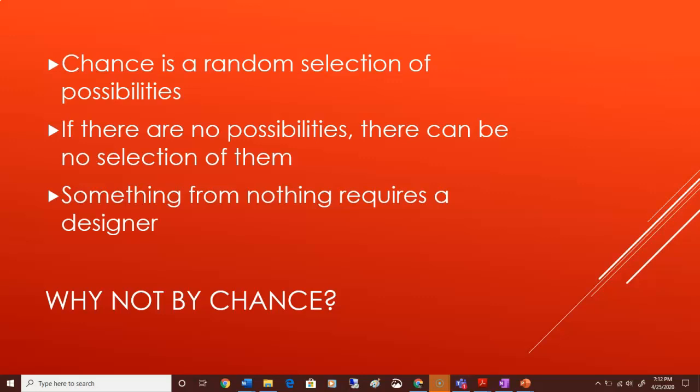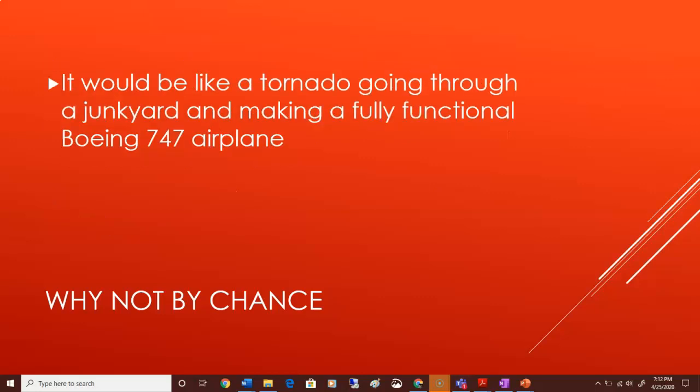Think of it this way. Chance would be if I've got a bag full of marbles, what are the chances that I pick the red one? Well, what happens if that bag has no marbles in it? What are the chances? Well, there are none. You can't dip into a bag of no marbles and pull out a marble. Something from nothing requires a designer to bring it about in the first place.